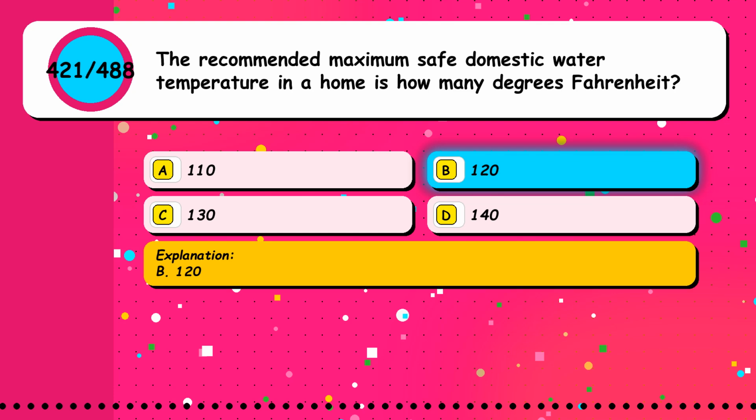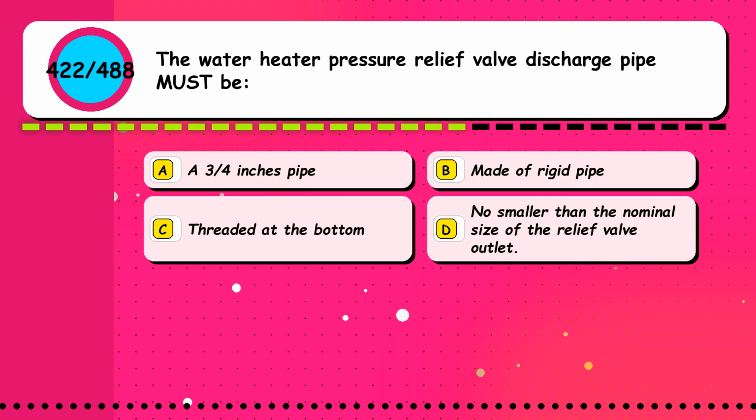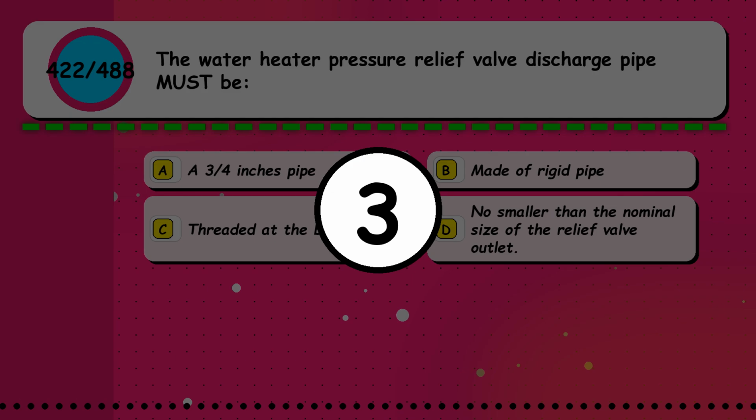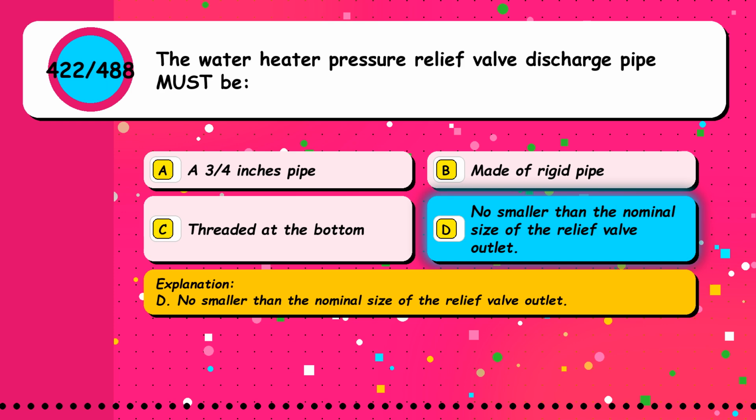B, 120. Question 422. The water heater pressure relief valve discharge pipe must be: option A, a 3/4 inches pipe. Option B, made of rigid pipe. Option C, threaded at the bottom. Option D, no smaller than the nominal size of the relief valve outlet. The correct answer is option D, no smaller than the nominal size of the relief valve outlet.